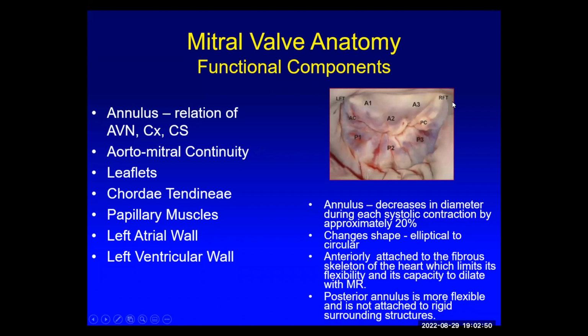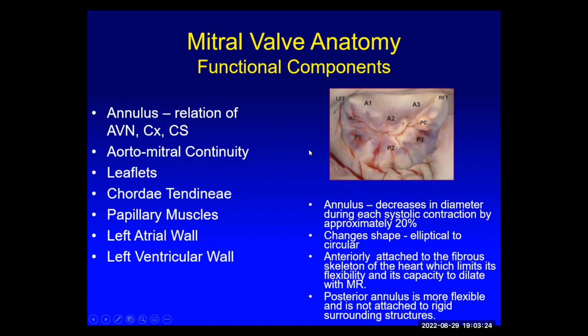The LFT and the RFT are anatomical structures that have to do with the fibroskeleton of the heart. This is the left fibrous trigone and the right fibrous trigone. You'll see a little bit more about it. What is interesting about the anatomy of the mitral valve is that it has a relation with many other things. It's perhaps one of the very unique parts of the heart which has a relation to a lot of things. It has a relation to the AV node, the circumflex artery, and the coronary sinus.